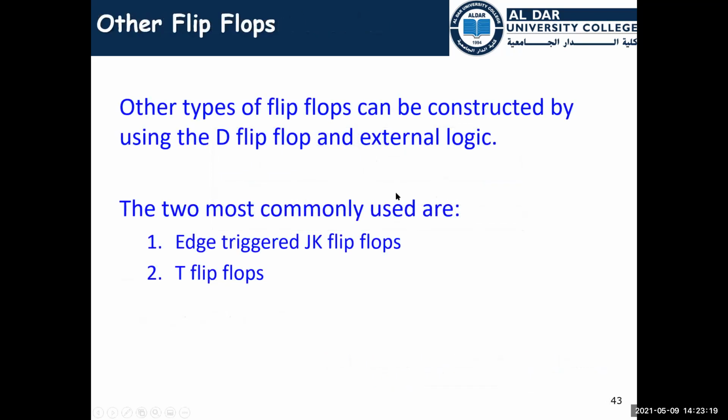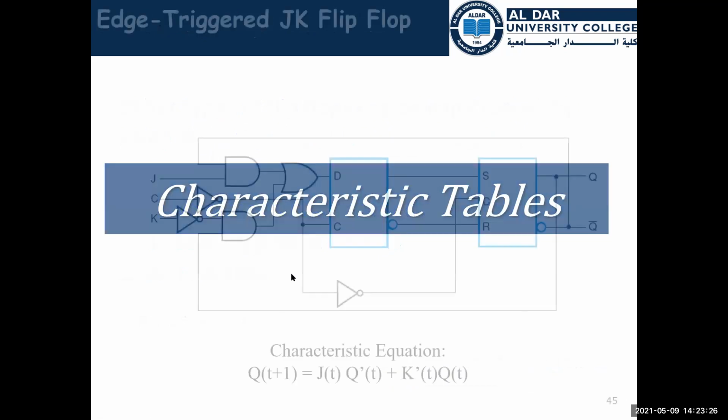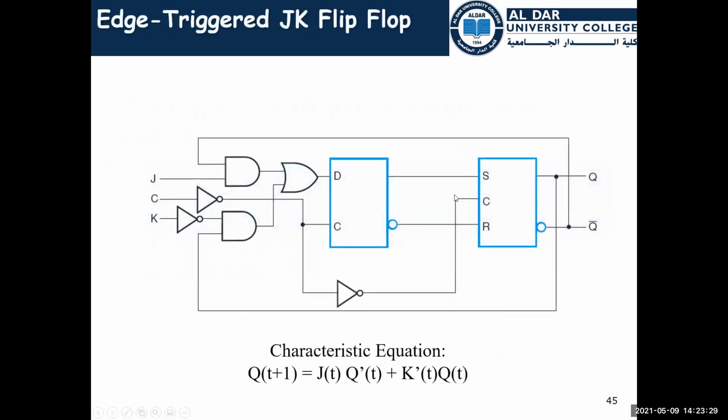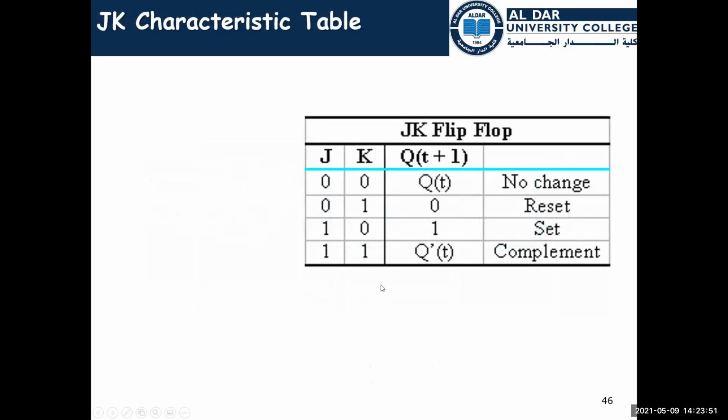We have also two types of commonly used flip-flops, the edge trigger JK flip-flop and the T flip-flop. Here we have a characteristic table for the edge trigger JK flip-flop. The characteristic equation is Q(t+1) equals J(t) Q'(t) plus K'(t) multiplied by Q(t). How this equation is derived, we are going to explain here.